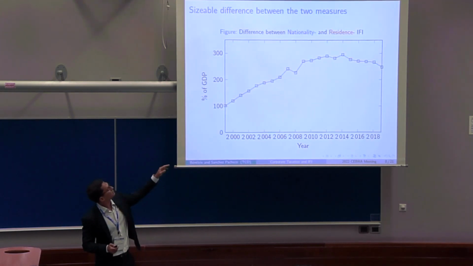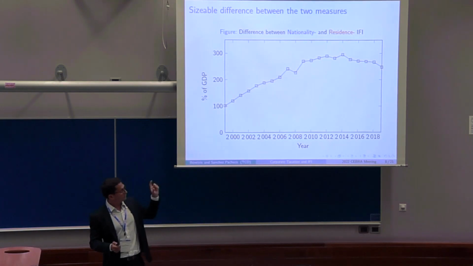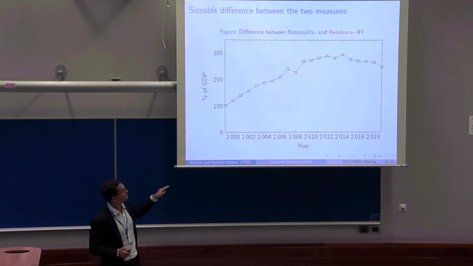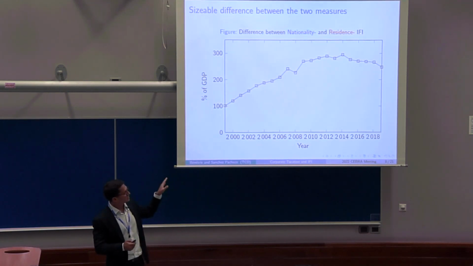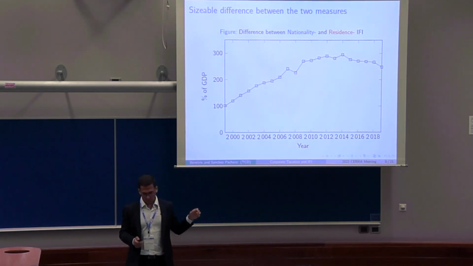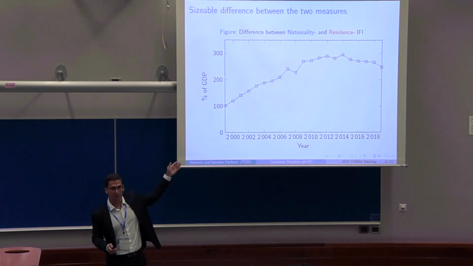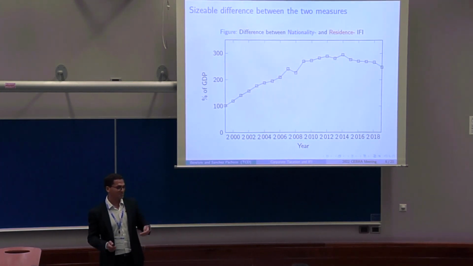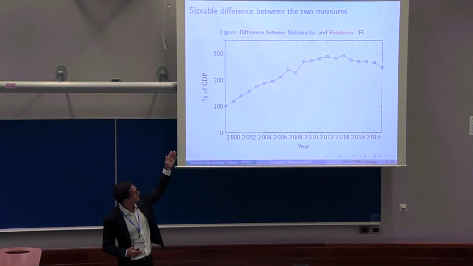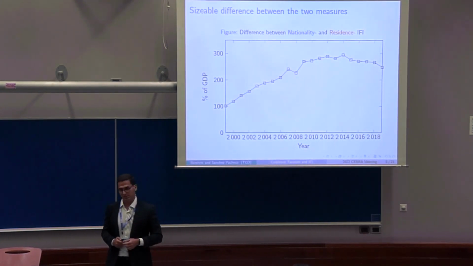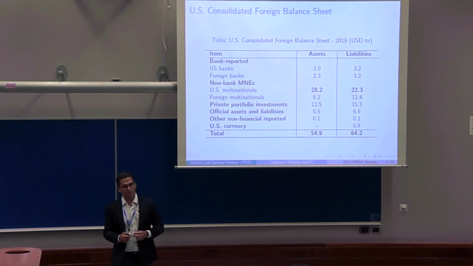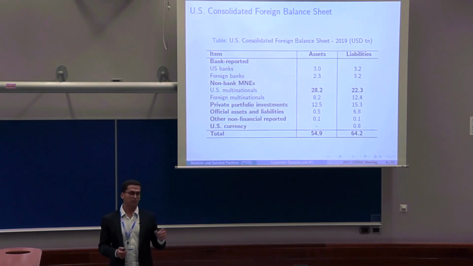Here I'm showing this difference. So we're looking at the difference between the nationality-based IFI and the residence-based IFI. You can see that there is a positive time trend there, and that this series achieves its maximum around 2014-15. What I want you to focus on here is the magnitude. Here we're also talking about trillions of dollars. You can see that the peak goes above 200% of US GDP. So it's quite massive.